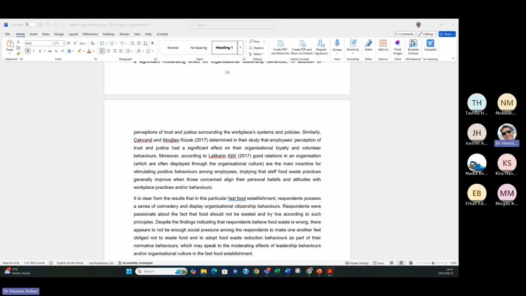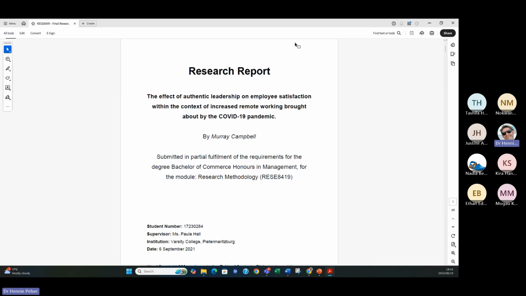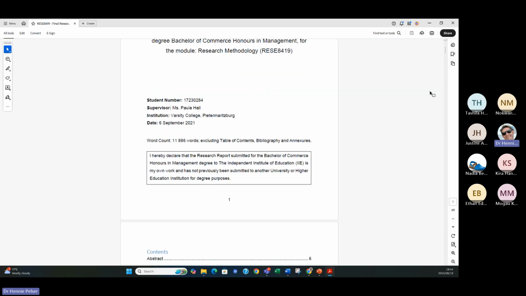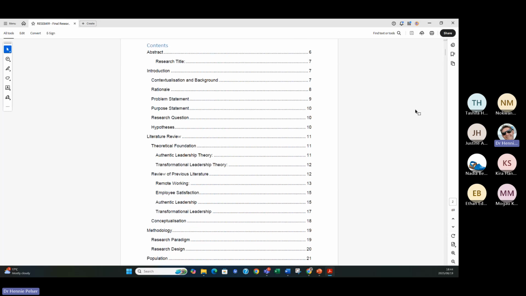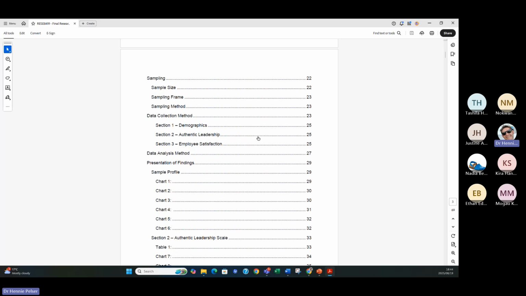This is a very, very simple one. I think the person got 80% for it. And you can see there, he looked at the relationship between authentic leadership and employee satisfaction within remote work. So this was at the height of COVID. So just, we don't want to know about COVID anymore.